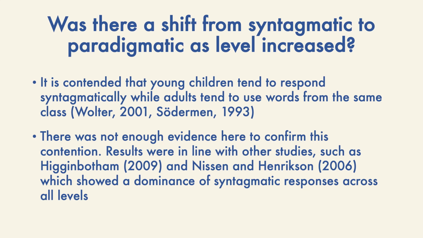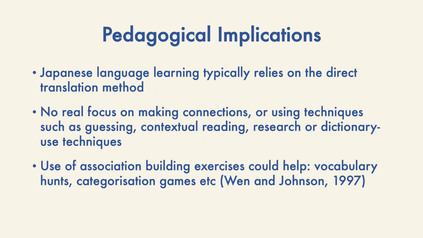You can't say someone is A1, so therefore they are at this level and they're making these types of connections. And when they get to A2, they will then move to paradigmatic connections. It just doesn't work like that. So I think you would need a lot larger sample sizes and more study to really go down that path. So what does this mean for teaching in Japan, in the classroom?